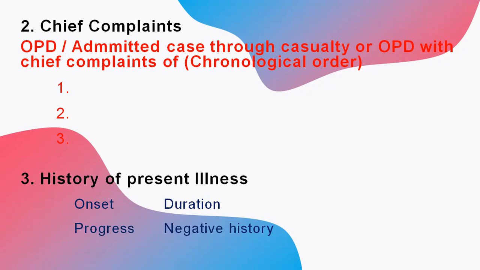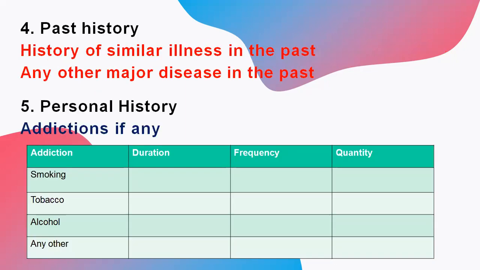The next part is the history of present illness. Whenever we describe the history of present illness, we follow three headings: onset, duration, and progress. That is ODP. Each and every complaint should be described under these three headings. In the last part of the history of present illness, you should ask about the negative history, which may suggest a particular diagnosis. So don't miss recording negative history.